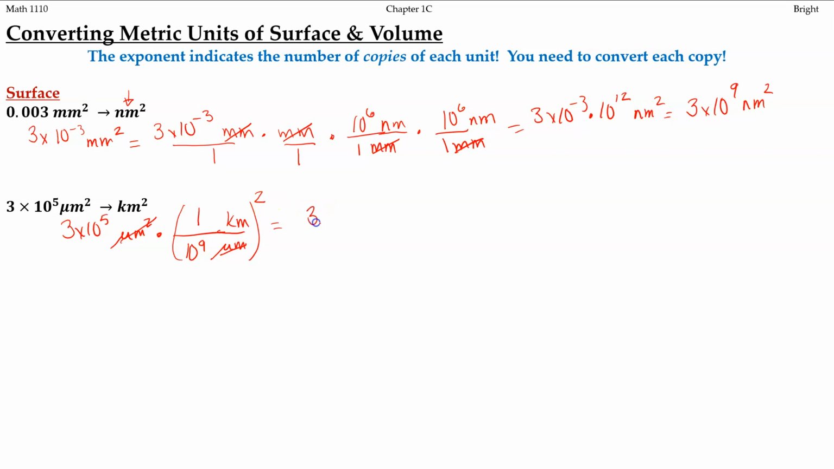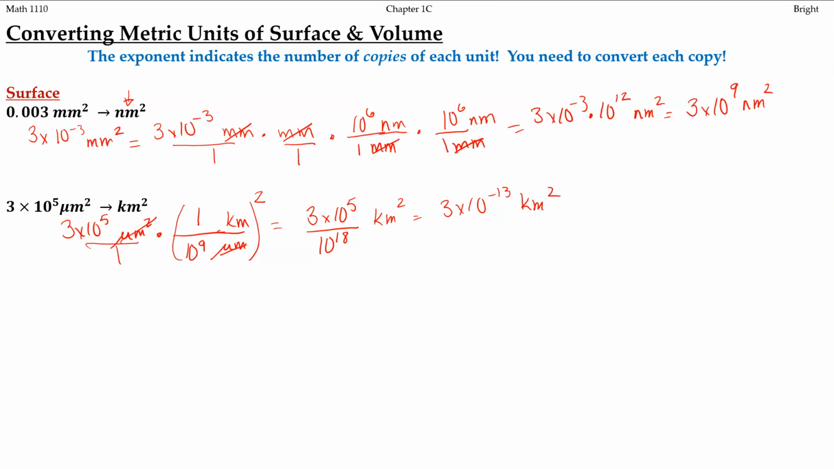And so with this, the micrometer squared will cancel with that, but then we have to use laws of exponents, right? So 3 times 10 to the 5th, and then this is over 1, and then this is going to be over 10 to the 18th. Again, raising exponents as needed. And then this will be kilometers squared. And then simplifying, we get 3 times 10 to the minus 13 kilometers squared.